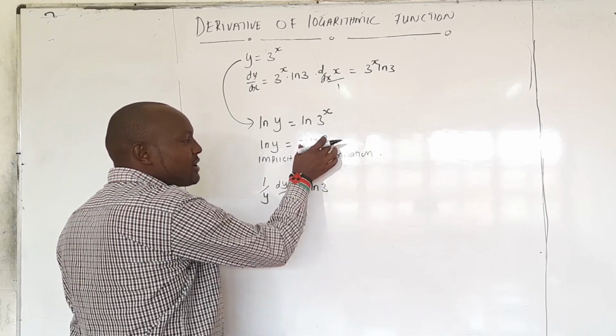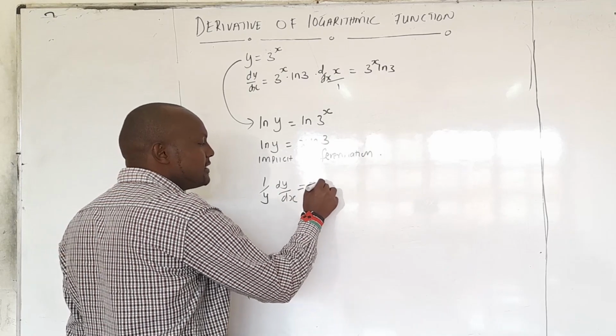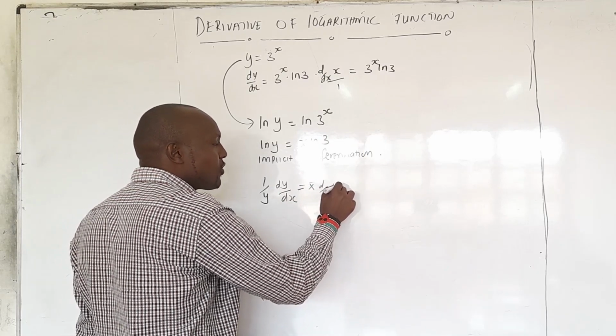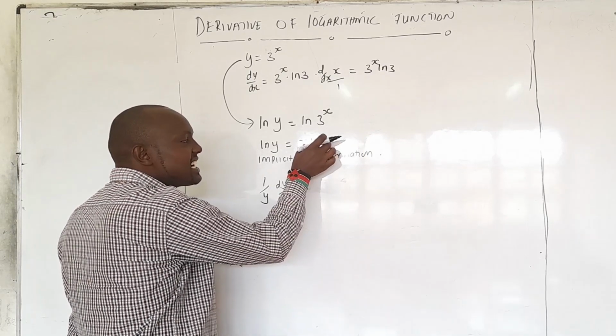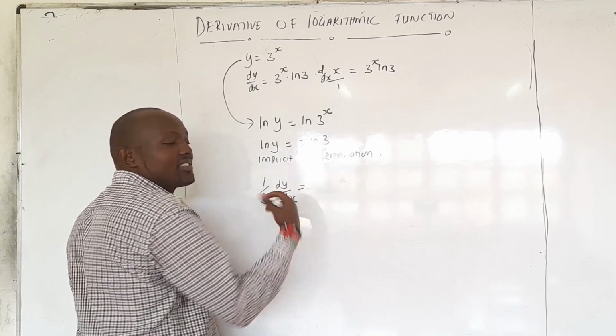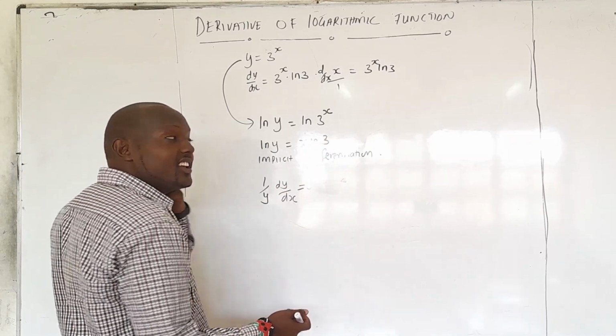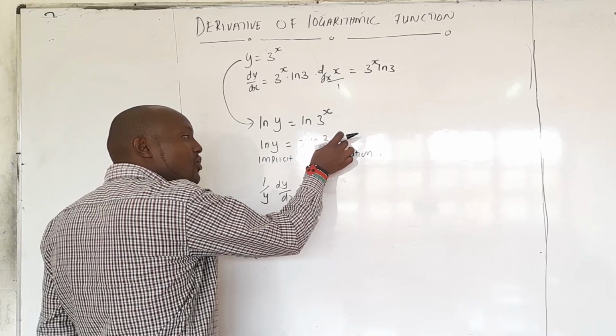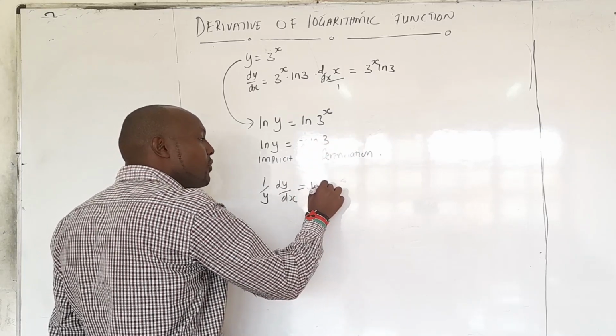Because here you have to use product rule. You hold x constant, differentiate natural log of 3. But natural log of 3 is just a constant. So it is like you have 3x. When you differentiate 3x, you get 3. So when you are differentiating x natural log of 3, you get natural log of 3.